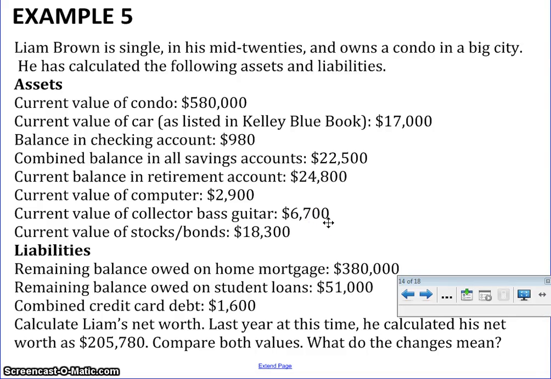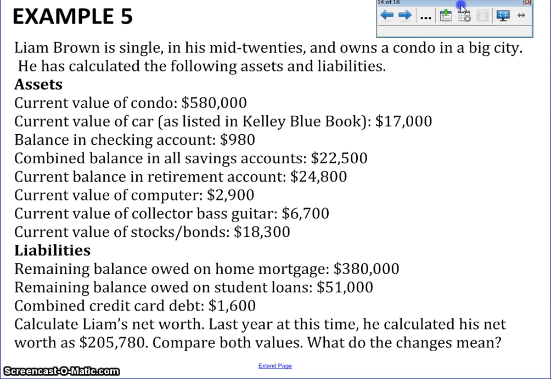Right, let's go ahead and finish up Chapter 4 of Unit 2. We were on Example 4. We just finished 4, so we're going to go ahead and start Example 5. It says Liam Brown is single. He's single in his mid-20s, and he owns a condo in a big city. He's calculated the following assets and liabilities.